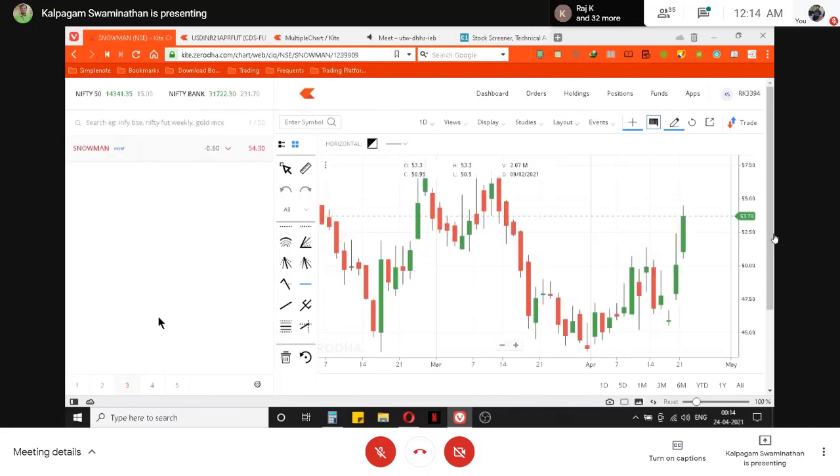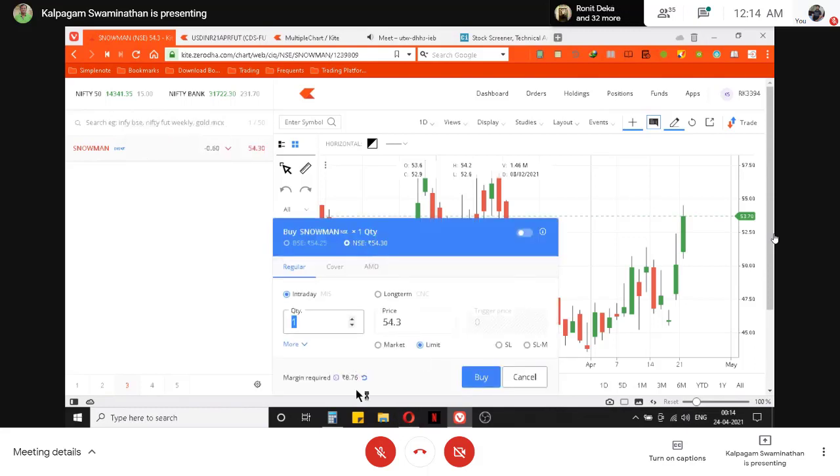First, I look at the price movement. It has decent price movement during the day, 50 to 54 rupees. It's trading almost 10% around 50. Yes, sir, 54 rupees 30 paisa. So for one share, Zerodha wants 8 rupees 70 paisa. So I can trade this.